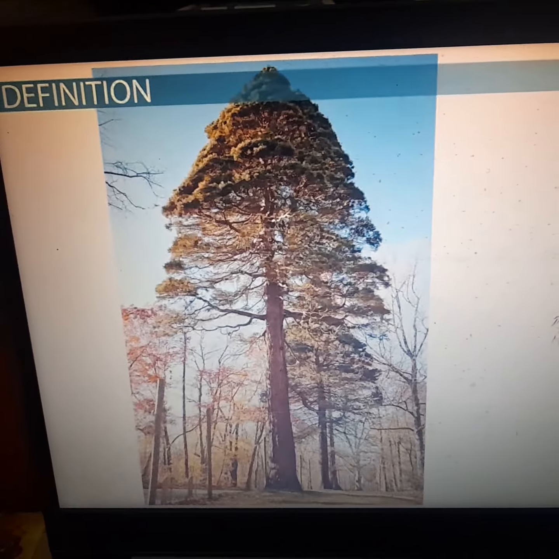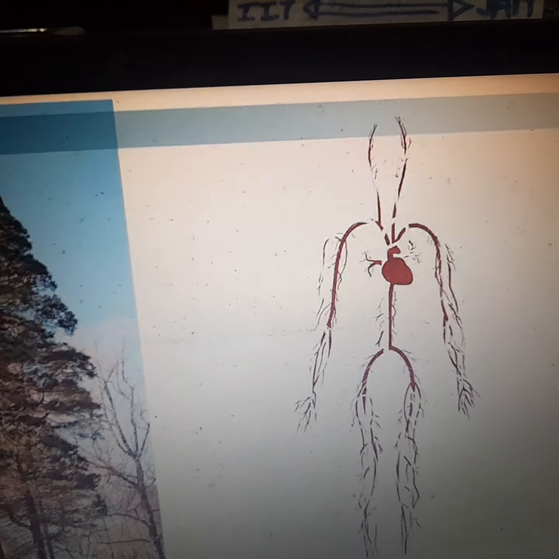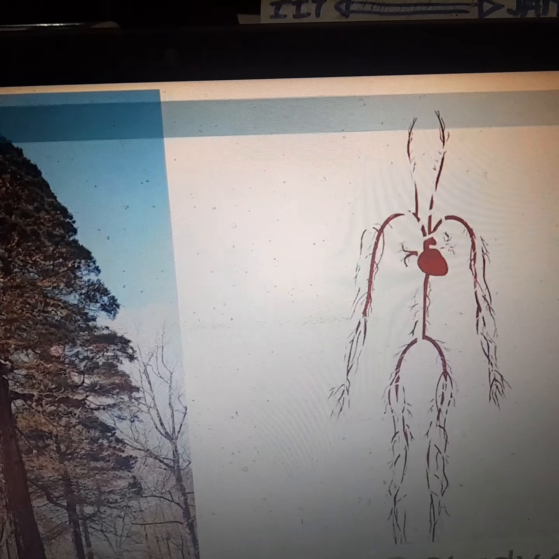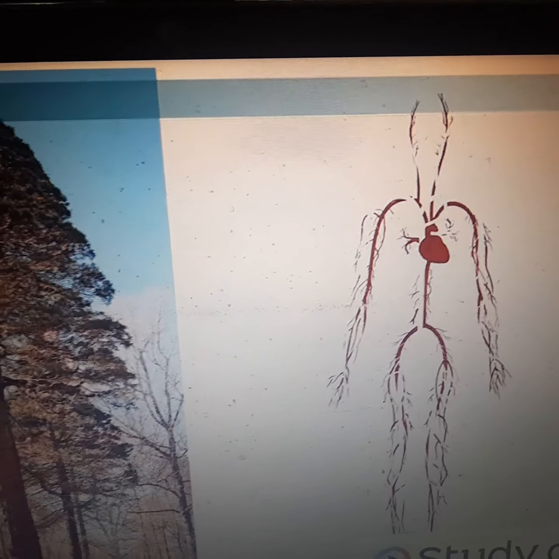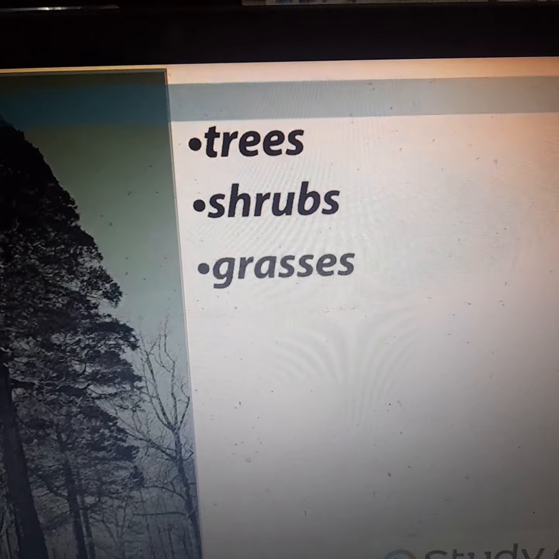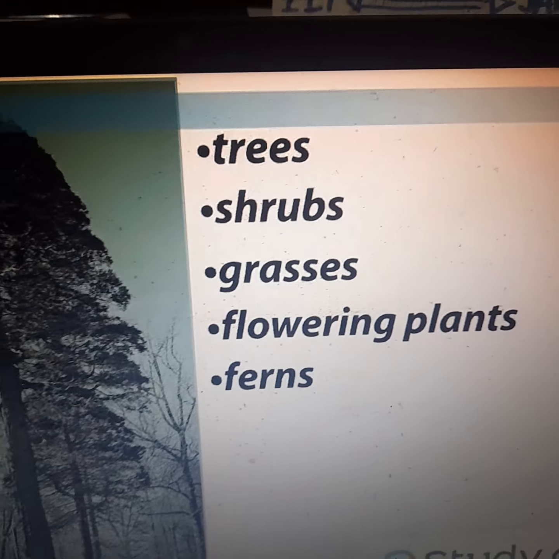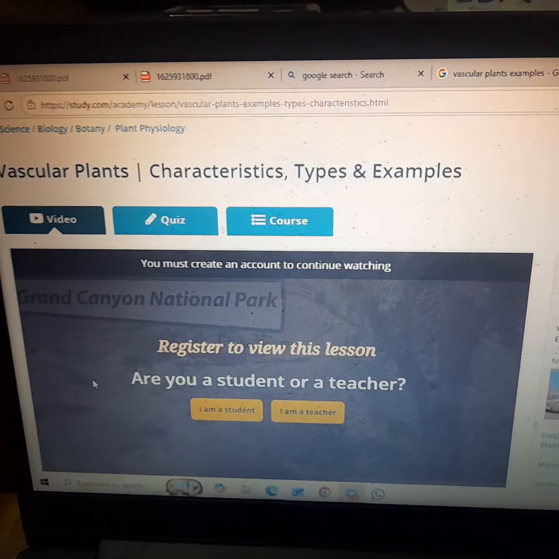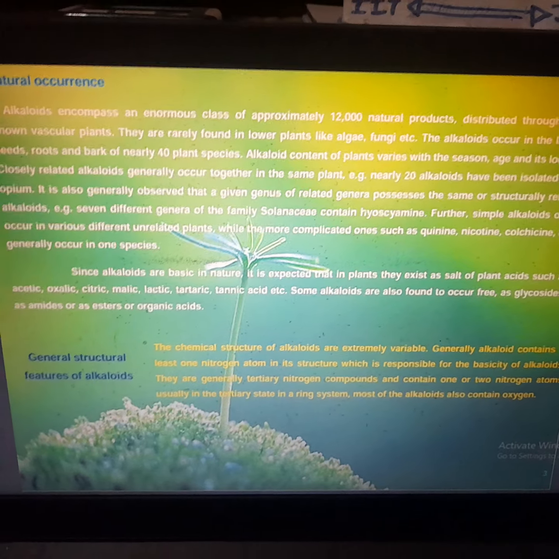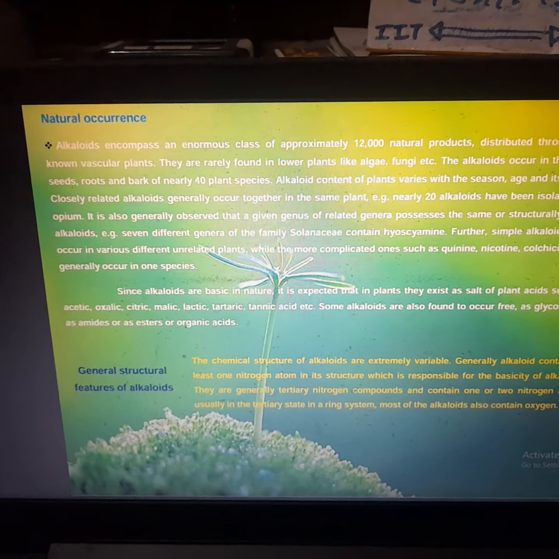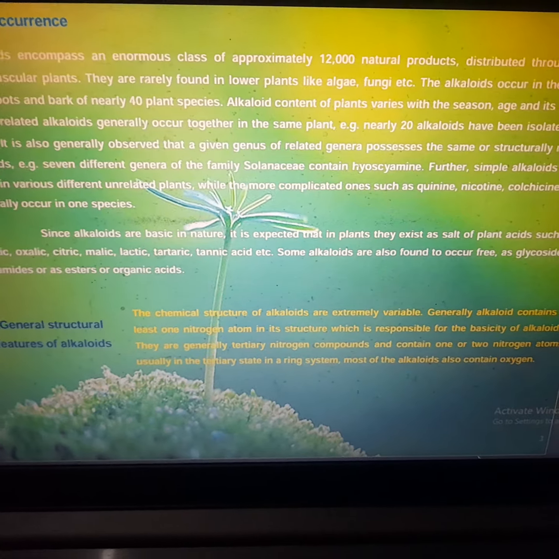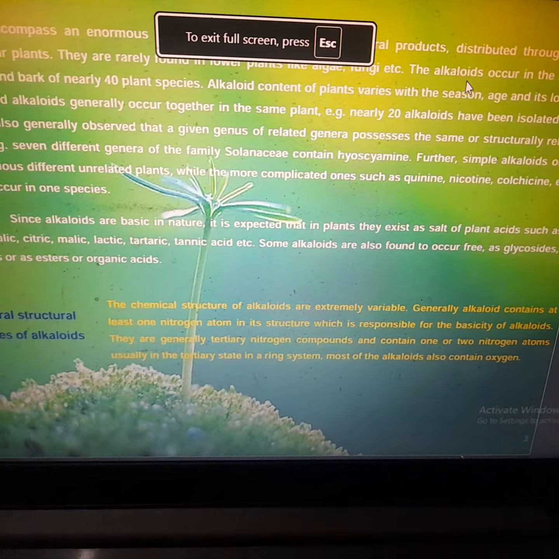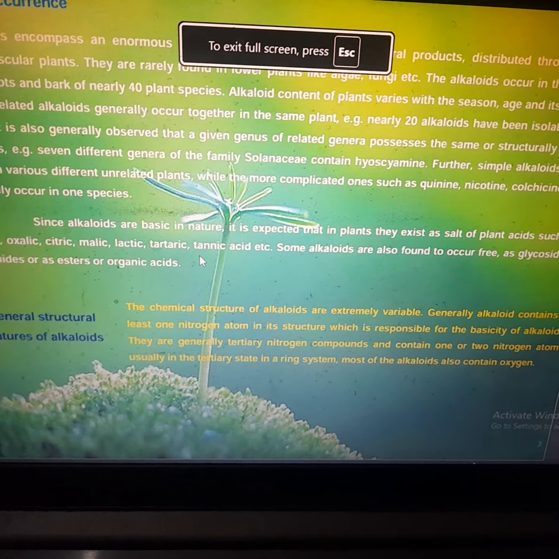You can see the images and the example, and it is relating with our body part, right? Sorry, body nerves, nerves. And trees, shrubs, grasses, flowering plants, ferns are the examples of the vascular plant. So they are rarely found in lower plants like algae and fungi. They are always found in the vascular plants. They are the flowering plants also. Flowering plants are the example of the vascular plants.